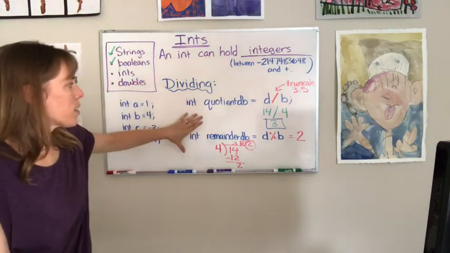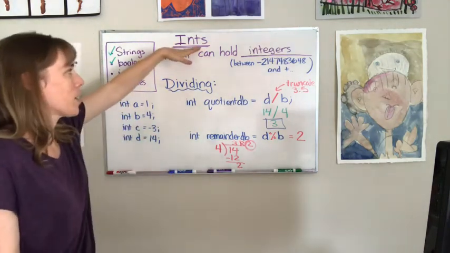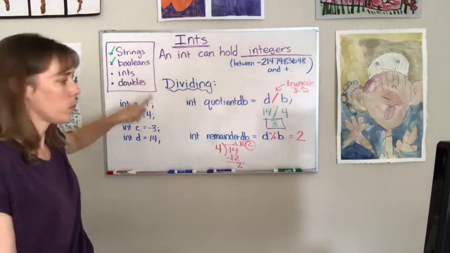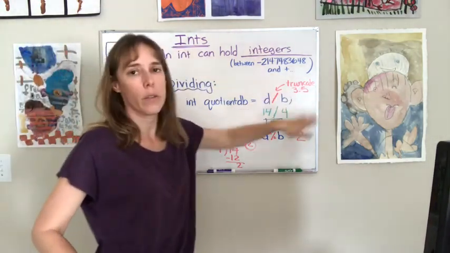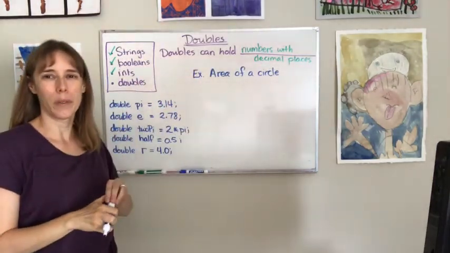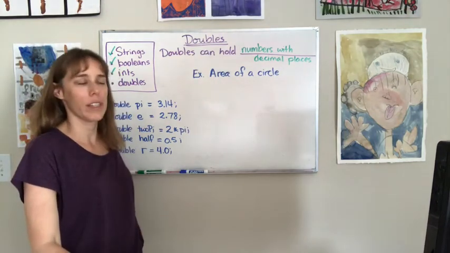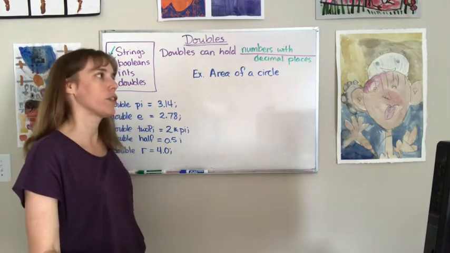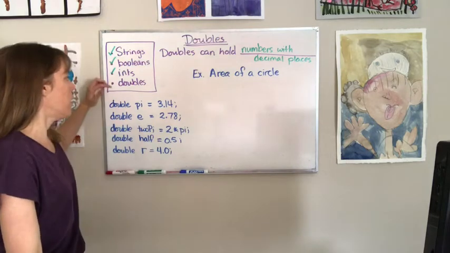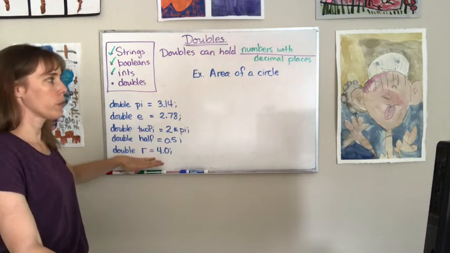So we're going to talk next about what happens when you actually want decimals. Remember, we were just talking about ints, but we're about to move into doubles. And doubles will allow you to get those decimals. Doubles can hold numbers with decimal places. So if it's got a decimal place in it, it is not an integer, it's going to be a double. Here I've initialized a bunch of doubles for you, they're on your worksheet.